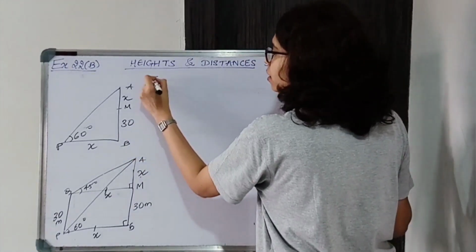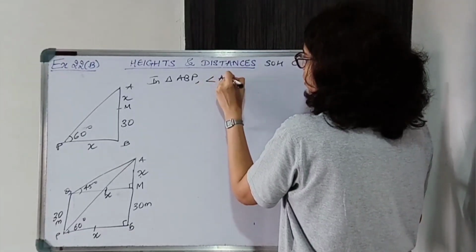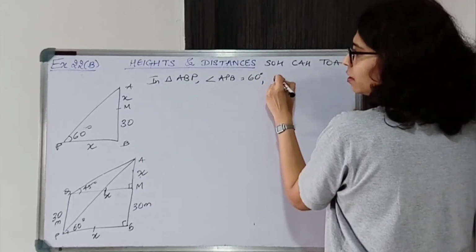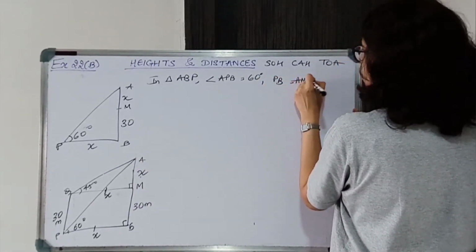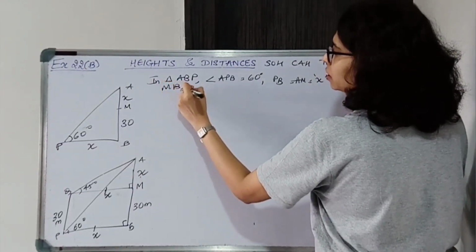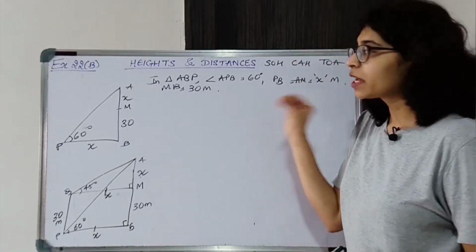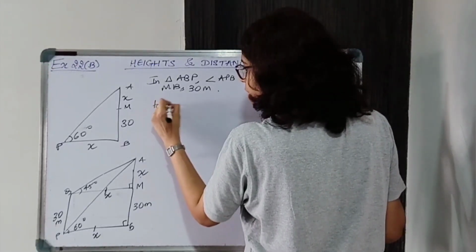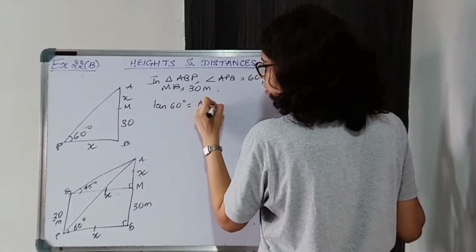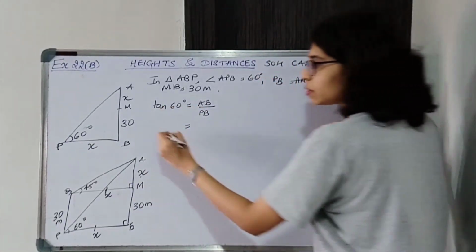So in triangle ABP, angle APB is equal to 60 degrees and PB is equal to AM is equal to x meters. Okay. MB is equal to 30 meters. So write down all the given information. We are going to substitute the values over here. Now we'll take tan of the angle. Tan is opposite upon adjacent. Tan 60 from the table is √3.